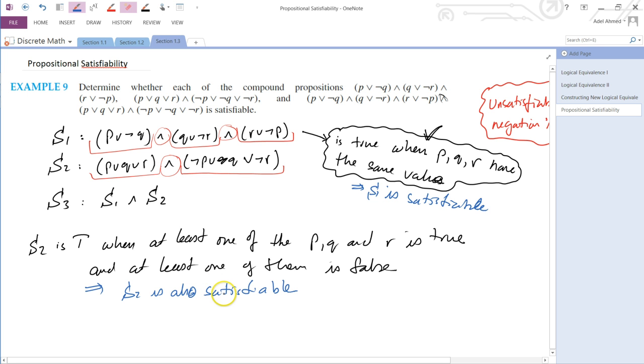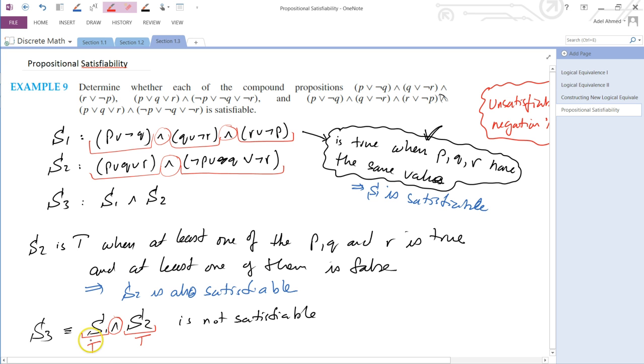Alright, now let's look at the third question. Now S3, which can be written as logically equivalent to S1 and S2. Is it satisfiable? Well, from the reasoning here, you'd see that S3 is not satisfiable. The reason is very simple. Now look over here. We have two parts with a conjunction. In order for S3 to be satisfiable, we want S1 to be satisfiable and S2 to be satisfiable.